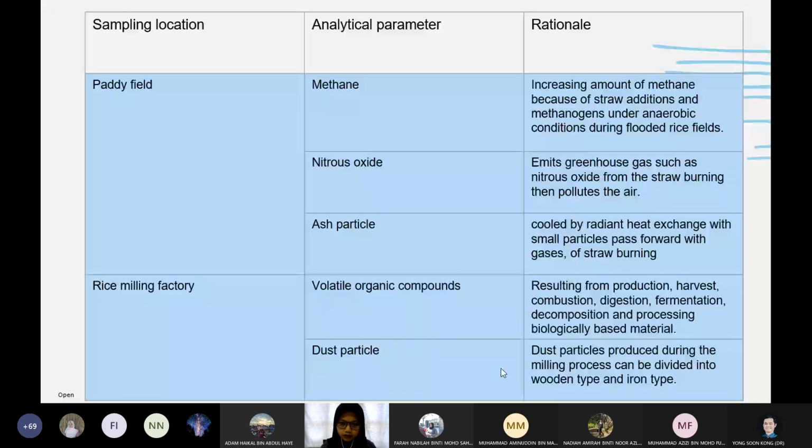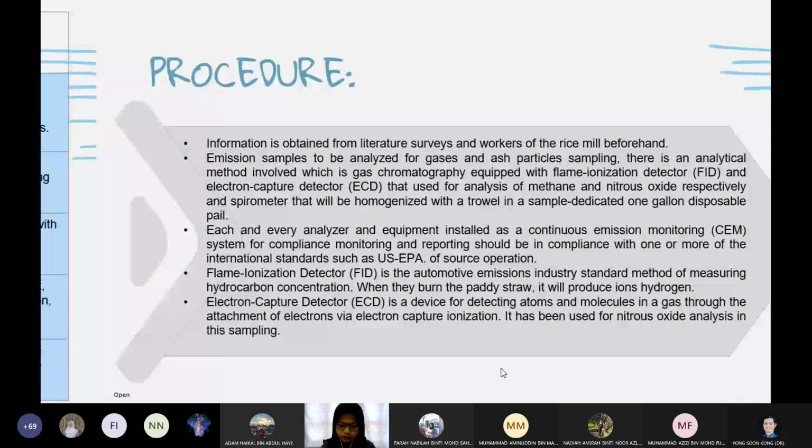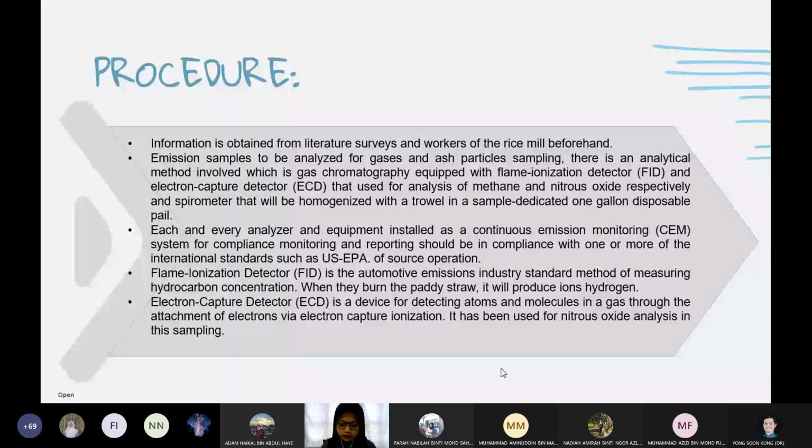Next, for the procedure, the information is obtained from literature surveys and workers of the rice mill beforehand. This is done to encourage the collection of a suitable analytical method, which involves gas chromatography equipped with FID and ECD. A spirometer, with samples homogenized with a trowel in a dedicated 1 gallon disposable pail, was also used. Each and every analyzer and equipment installed in the CEM system should be in compliance with international standards like US EPA.